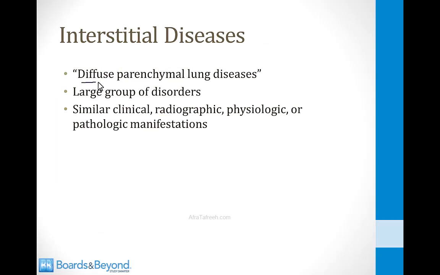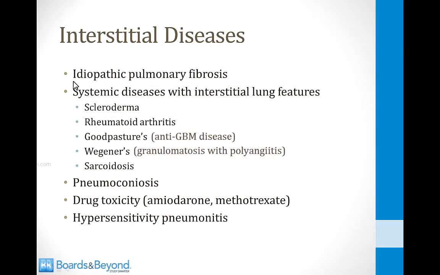These are sometimes called diffuse parenchymal lung diseases to give you a better picture of the tissues that are involved. It's a large group of disorders, but they have similar clinical, radiologic, physiologic, and pathologic manifestations. They all give you those interstitial patterns on imaging, and they all have restrictive defects on pulmonary function testing. The classic example of interstitial lung disease is idiopathic pulmonary fibrosis, which we'll talk about in a minute. This is where fibrous tissue is diffusely laid down in the lungs, and that makes it hard for the lungs to inflate and gives the patient a restrictive defect.